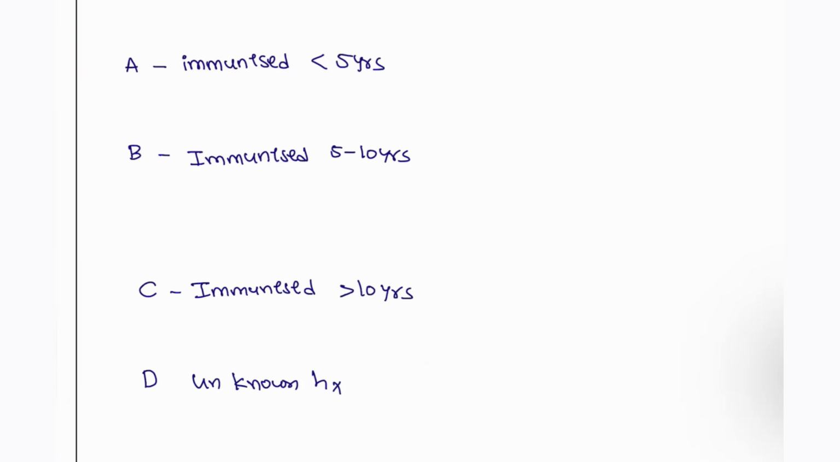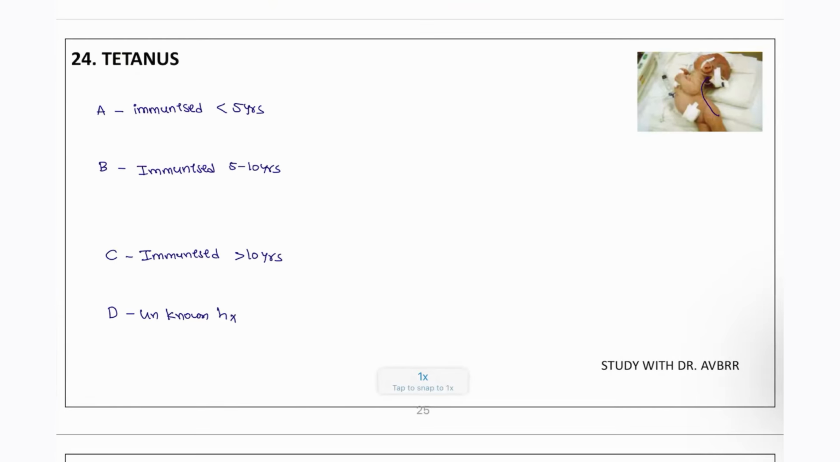So for these patients, if they had an injury, let's say this is the clean wound and this is the contaminated wound. So how are we going to proceed? If they were immunized less than 5 years ago, just wound care is applied. No need to go for the TT injection, because a TT injection can work for up to 10 years. So just wound care is enough.